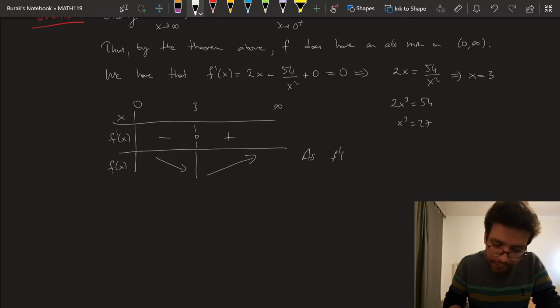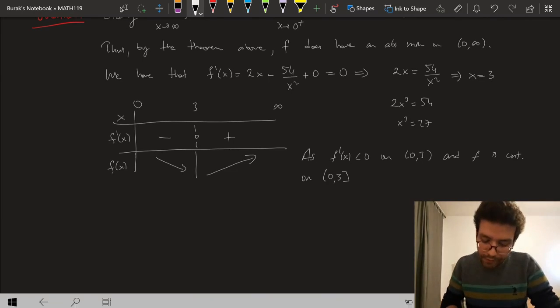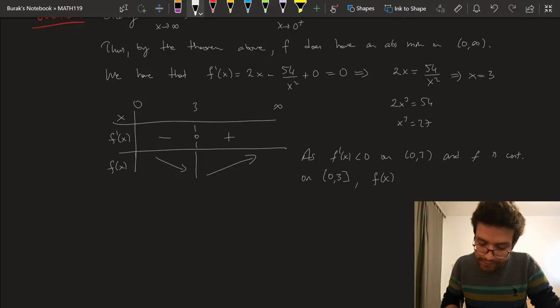As f prime of x is negative on 0 to 3, and f is continuous on the interval 0 to 3. Now this time I write 3 closed. f of x is less than or equal to f of 3 for all x less than or equal to 3, for all x between 0 and 3, 3 included.